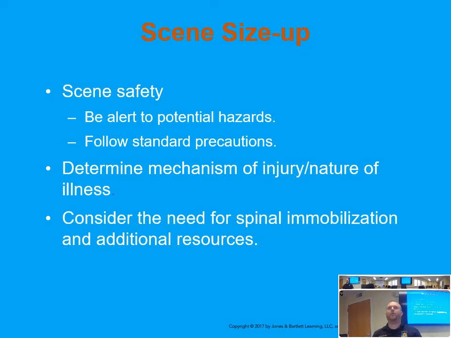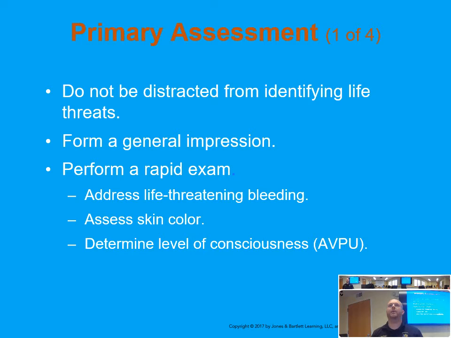Scene safety: be alert for potential hazards, follow standard precautions, determine mechanism of injury and nature of illness, consider the need for spinal immobilization and additional resources. Primary assessment: do not be distracted from identifying life threats. Form a general impression, perform your rapid exam, address life-threatening bleeding. Remember, direct pressure, pressure dressing, tourniquet. Treat for signs of hypoperfusion or shock: lay them down, keep them warm, give them oxygen, rapid transport to the nearest most appropriate facility.